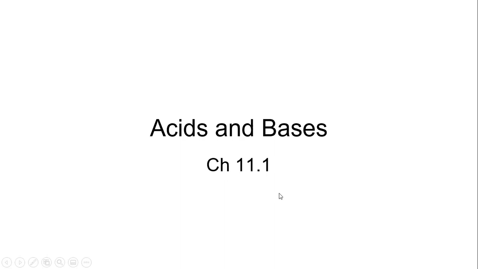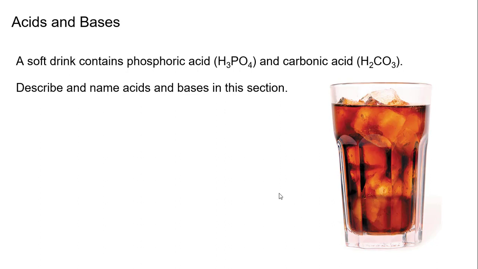Hi class. So we are starting chapter 11, acids and bases. This is the first section, 11.1. So we're going to look into what are acids, what are bases, there's different types, and how to name them. So for instance, soft drink contains phosphoric acid and carbonic acid. We're going to look at how are these named like that.